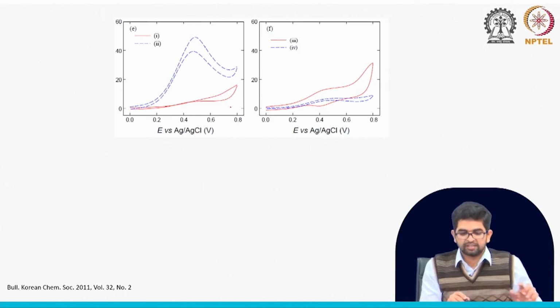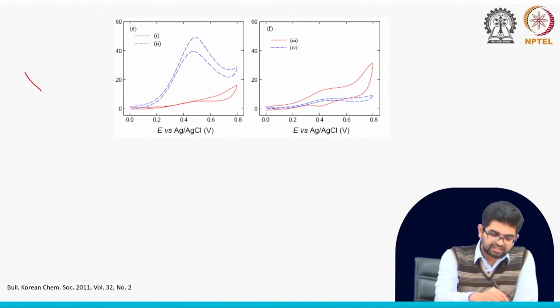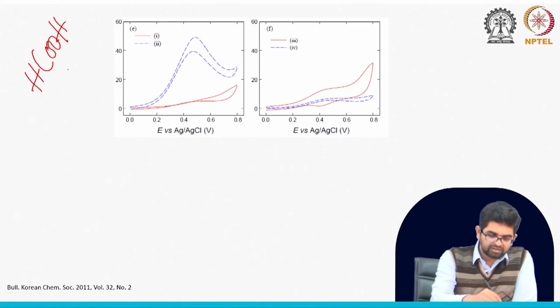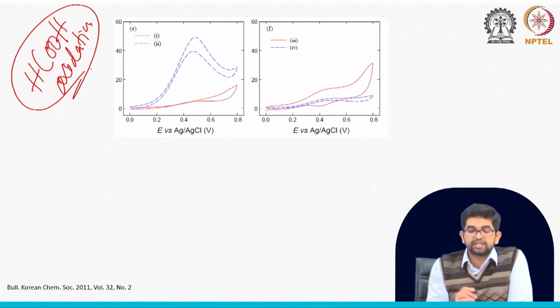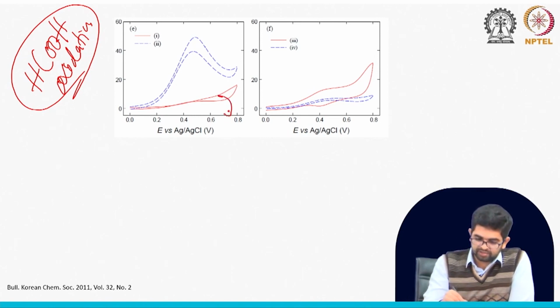Now see here the formic acid oxidation. We tried formic acid oxidation before anodic treatment and after the anodic treatment. You can see this one is the before anodic treatment.